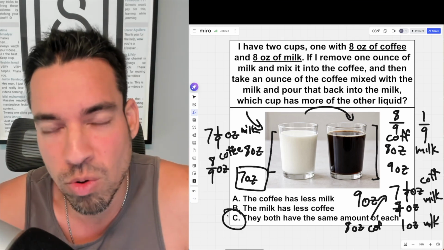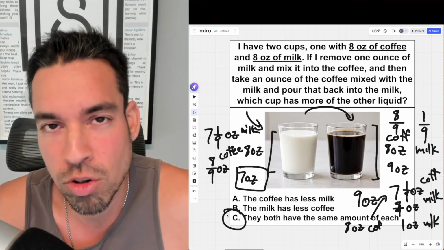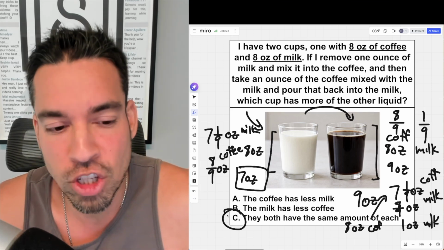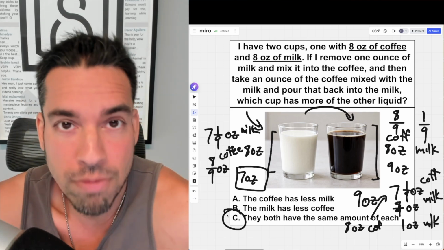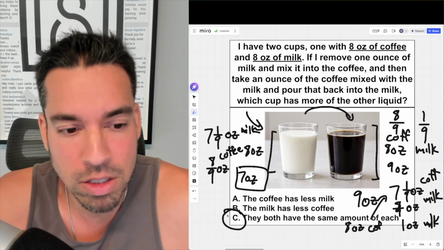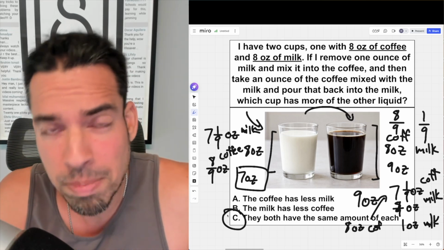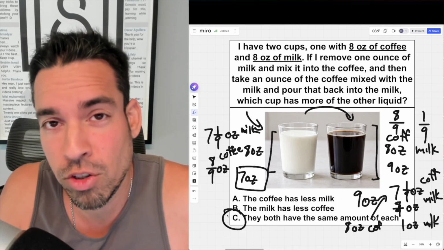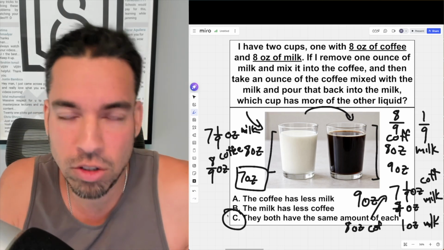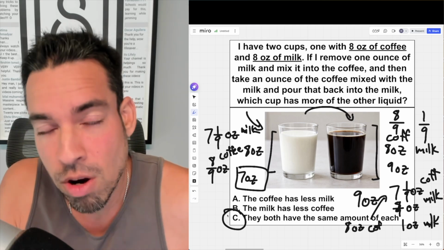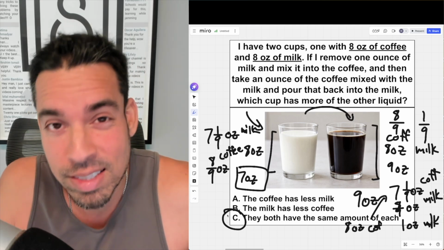This is a really fun question because I don't know if this occurred to you guys, but when I first saw this problem, my intuition said, oh, well, the coffee is obviously going to have more milk because you're taking a full ounce of milk and dumping it into the coffee. And then once it's all mixed together, you're getting like a diluted amount of coffee that you're dumping back into the milk. So you think, okay, the milk is going to have less coffee. The coffee is going to have more milk. It turns out they have the exact same amount.